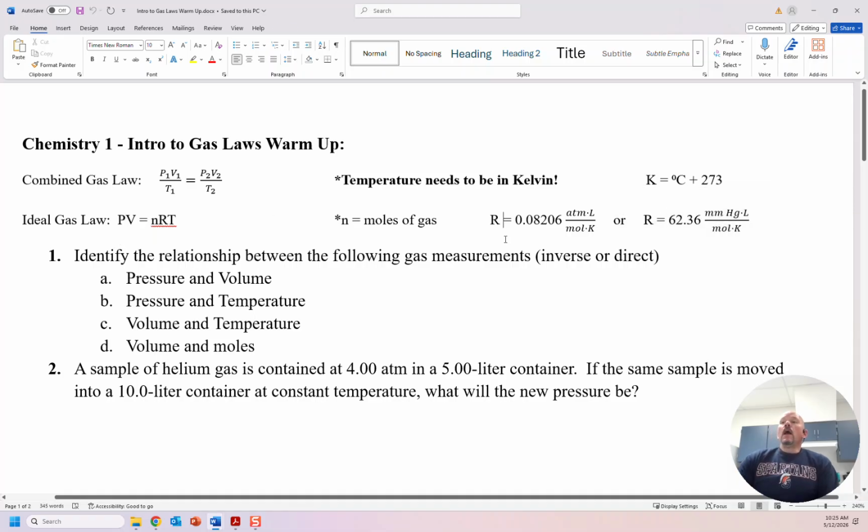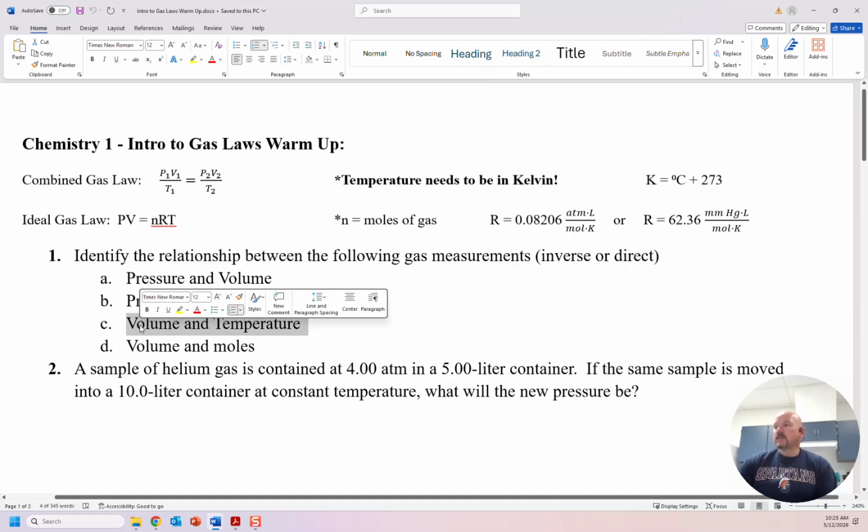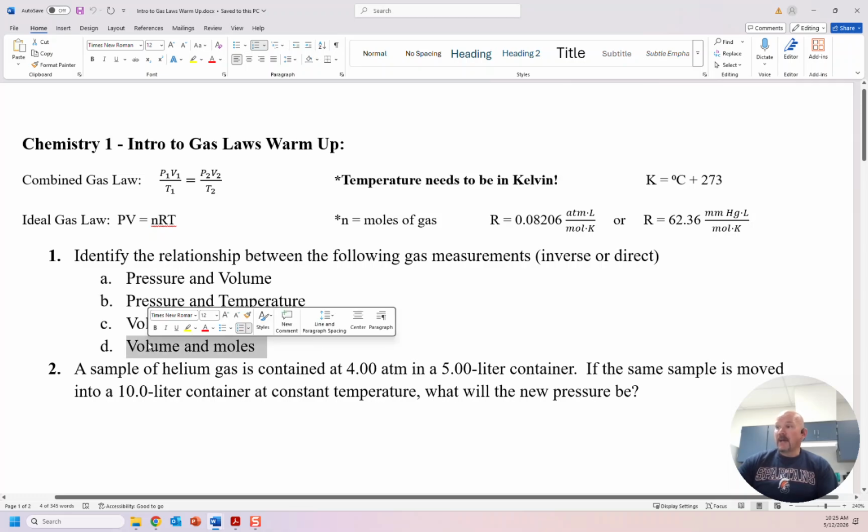Okay. All right. So the first thing is just understand the relationship, so you understand what the expected outcome of the question is, right? So we got to remember pressure and volume have an inverse relationship. Pressure and temperature have a direct relationship. Volume and temperature have a direct relationship. And volume and moles, amount of gas and volume, direct relationship, right? The more gas you have, the more space it's going to occupy, right? So that's a direct relationship.